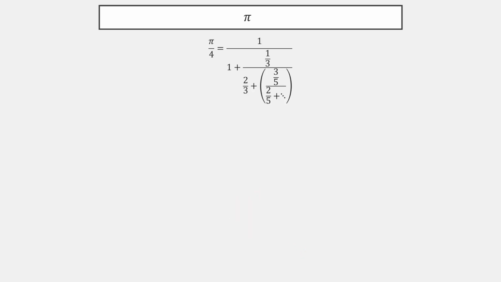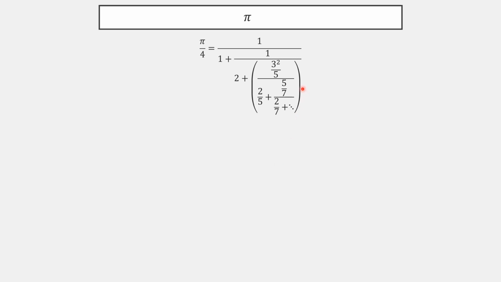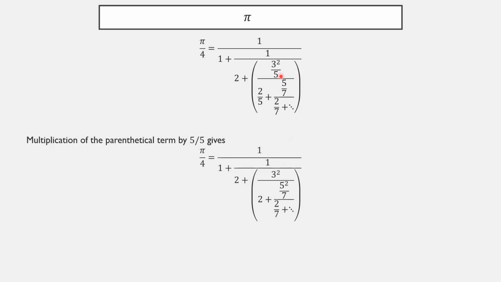But we know this converges to pi over 4, so we can do a lot of arithmetic on it pretty freely. For example, let's multiply this whole expression by 3 over 3. That's going to turn this numerator into a 1. Turn this into a 2, but now here I'm going to get a 3 squared over 5. Well, now this parenthetical term, I'm just going to multiply by 5 over 5. If I multiply this by 5 over 5, it cancels this 5 out, leaving behind 3 squared. It cancels this 5 out, leaving behind 2, but now this becomes a 5 squared over 7.